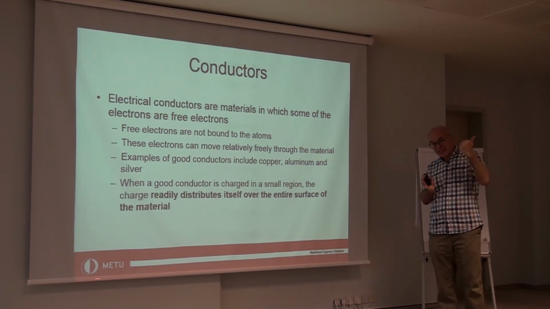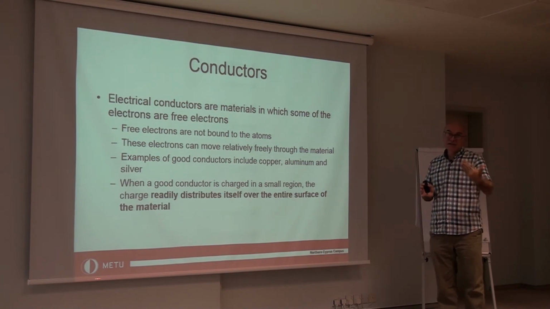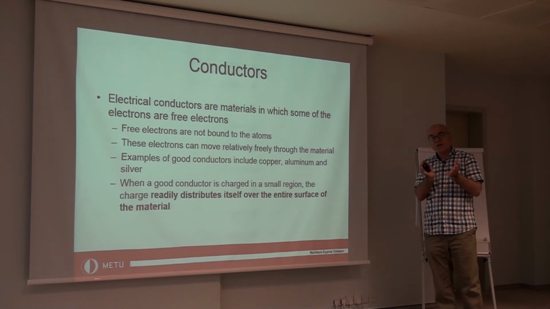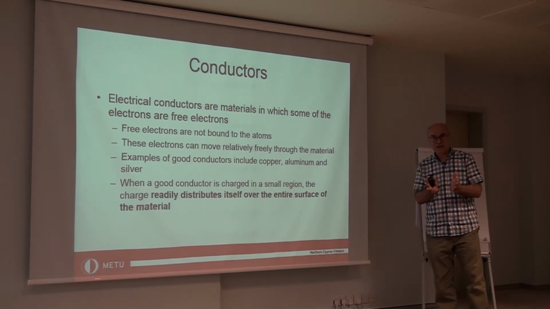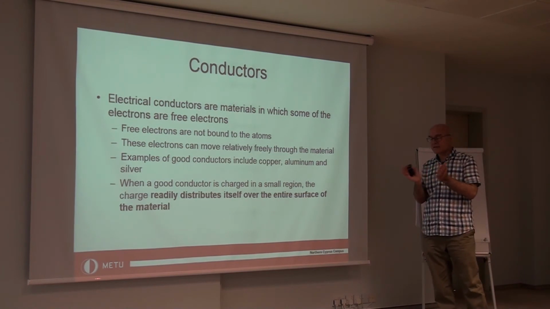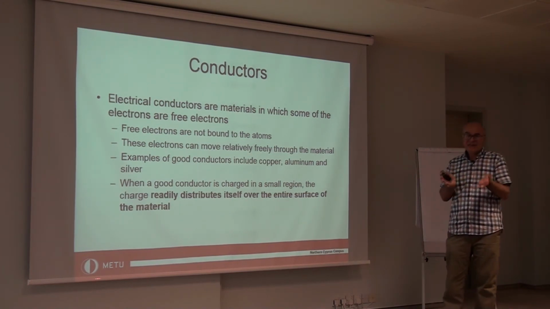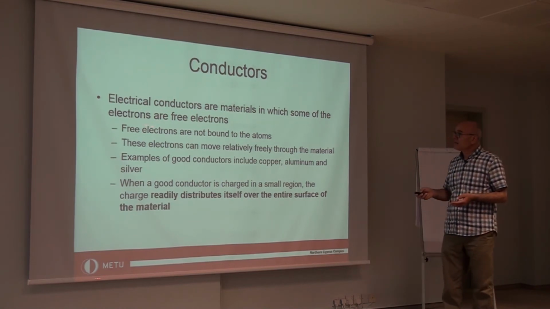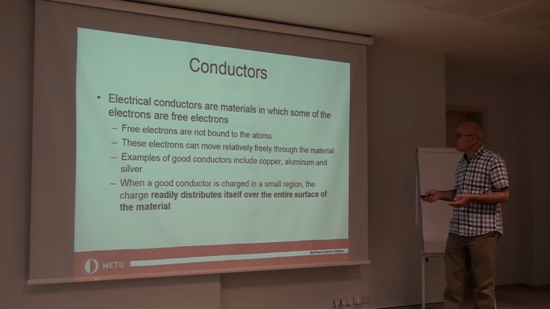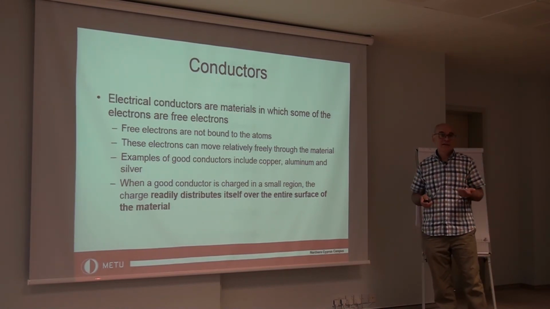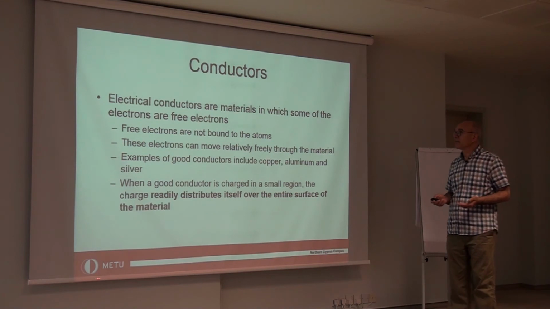Now, this deficiency means what? It means an excess of positive charge. So a positive charge in this case will appear on the surface of that material. This is a property of conductors, and the reason, as you can easily see, is that the electrons are not bound to the atom, and they can move almost freely through the material.